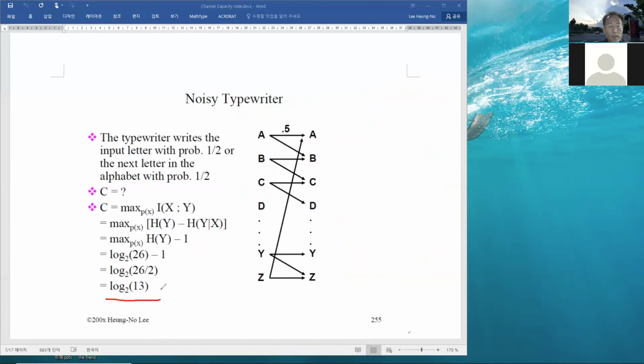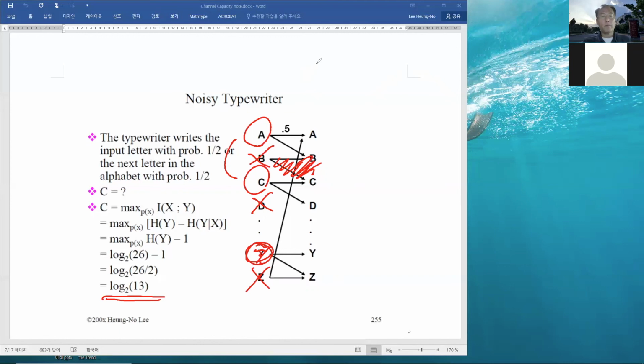This can also be achieved by using a different input distribution. Let's say use every other symbol only. Let's say use A, use C. So do not use B, do not use D, and so on and so on, right? Use Y, but don't use Z. Then you are only using 13 symbols. When you're only using these 13 symbols, you can get rid of the overlappings. And in such a case, you obtain log 2 of 13 as well.